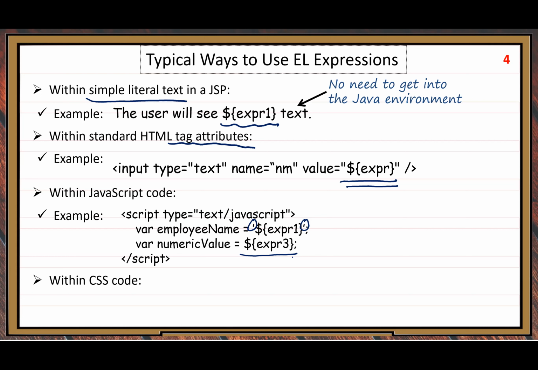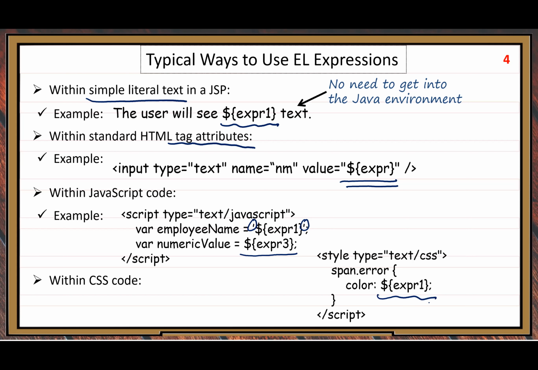Another example, within CSS code, you can also use EL. Look at this example. What is the color you want to use? The color value could come from an EL expression. So in this way, you can see you have more power. When you need to set dynamic values in all these different places through EL, it is much easier, more efficient, and you can do it in a fast way.